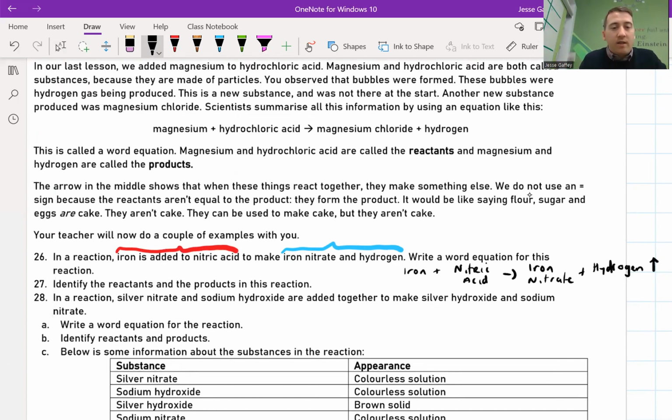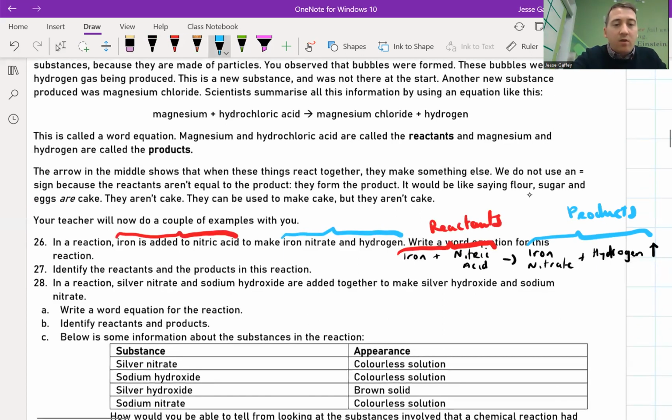Okay. So it says identify the reactants and the products in this reaction. So hopefully what we did is we said that iron and nitric acid are the reactants. And they should have said that iron nitrate and hydrogen are the products. Okay, so that's 26 and 27 done. We're going to do 28 now, guys.